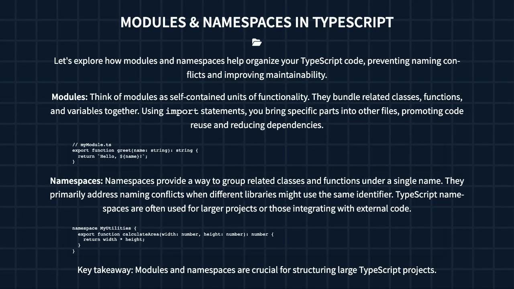Okay, let's talk about how to keep your TypeScript code organized. We're going to look at modules and namespaces. They are like building blocks for larger applications. Modules bundle related pieces of code together, making it easier to reuse them in different parts of your project. You use import statements to bring in only what you need. Then, namespaces are a way to group things under a single name to avoid any confusing naming clashes, especially when you're using external libraries. They help keep everything neat and tidy, really important as projects grow.